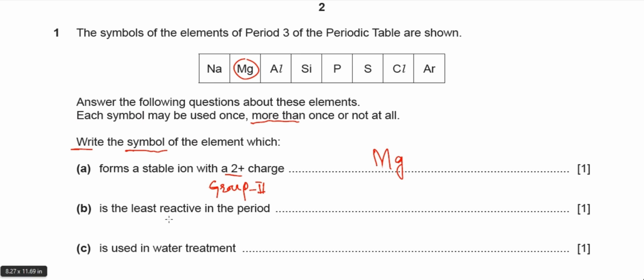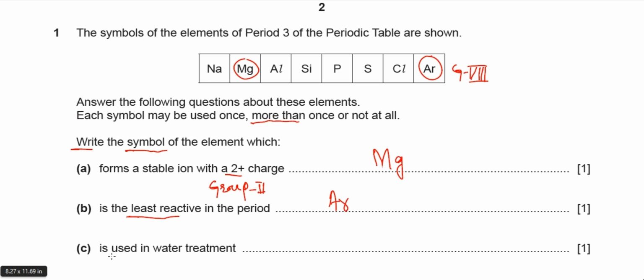Part B: the least reactive element in the period. The least reactive elements are those whose outer electron shells are complete, either by duplet or by octet. As this is period 3, we go straight to the element that belongs to group 8. Group 8 elements have a complete valence shell and do not need to lose or gain any electrons. That is why we can say it is argon.